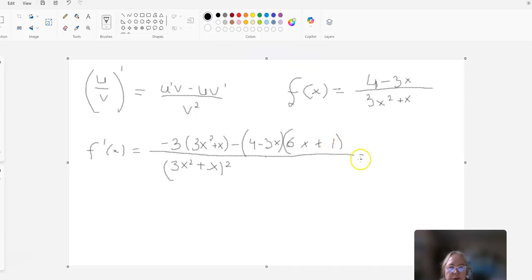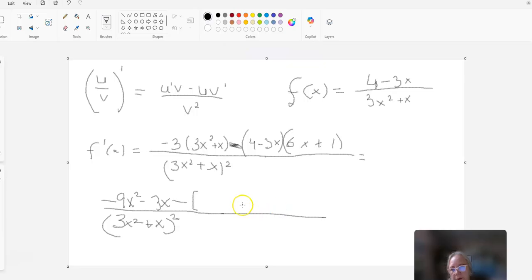When you have something like this, you need to open parentheses and combine like terms. So here we distribute negative 3. It gives you negative 9x squared minus 3x. And here, don't forget that we have a subtraction sign, so we need to keep it, and we have to FOIL these two binomials. To be on the safe side, I will keep the negative sign in front, and I will FOIL and place the product in brackets.